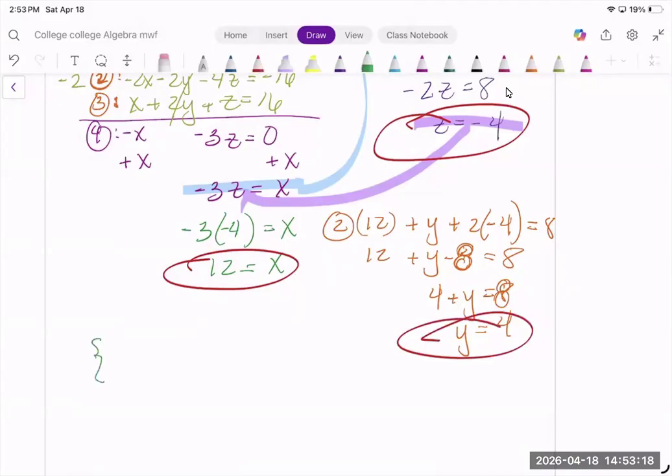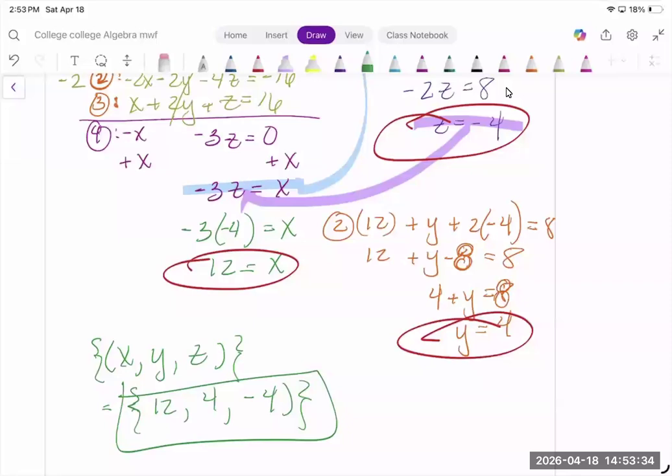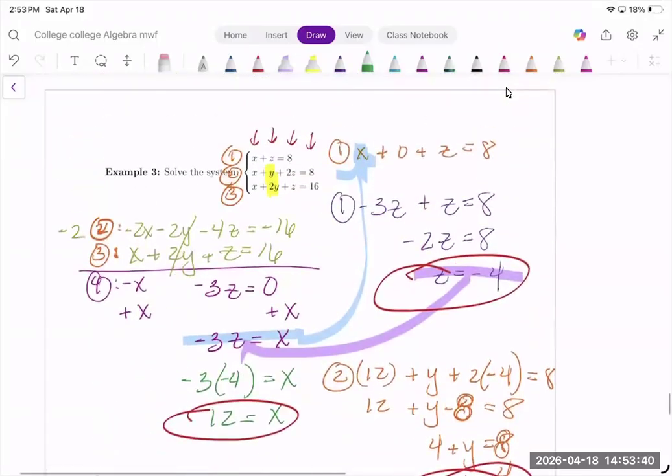So ordered triple. Ordered triples are always XYZ. So remember, you want it in this specific order. X was 12. Y is 4. Z was -4. So if you write it in any other combination or order, I should say, that is incorrect. You needed X, Y, and Z. And that is it.